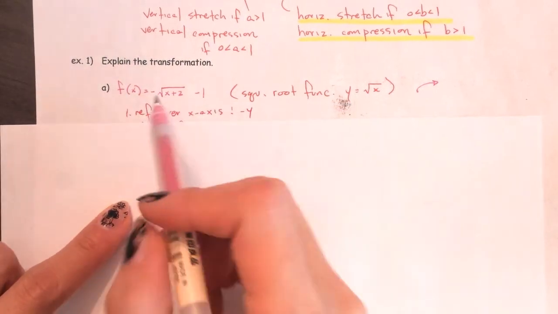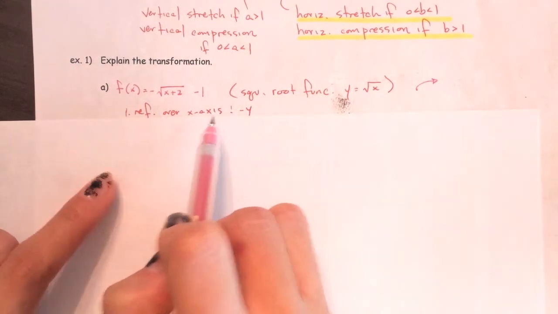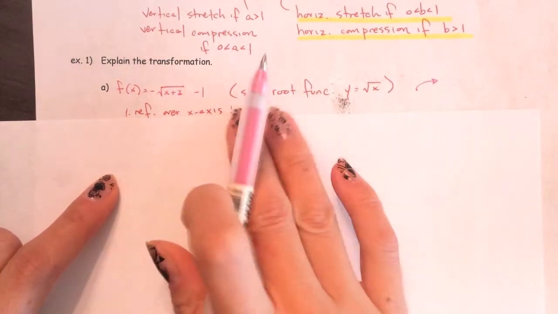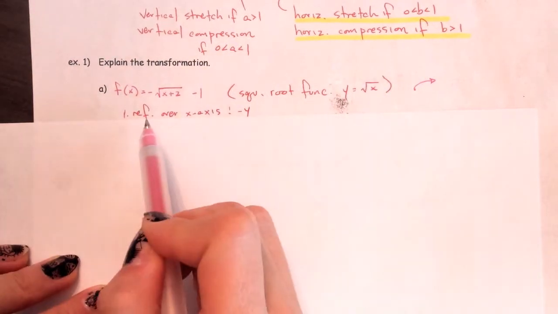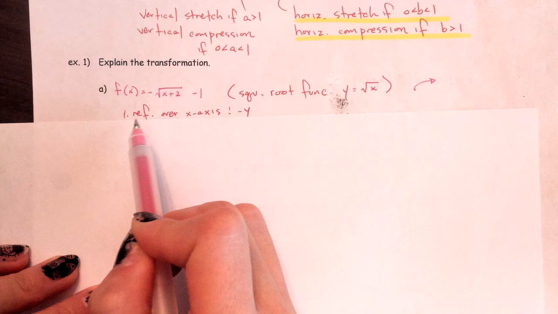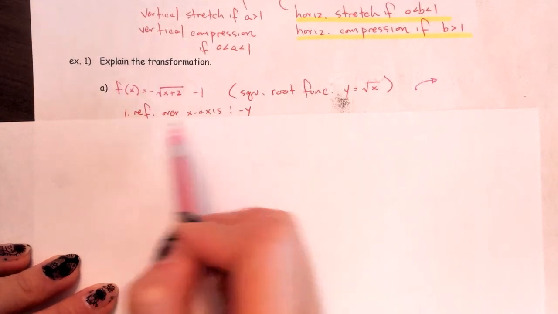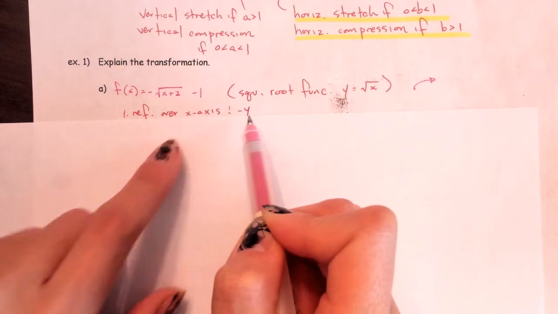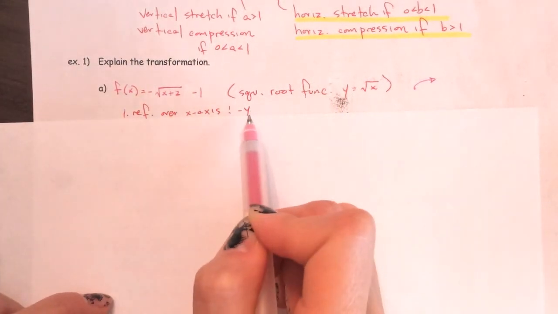That means there's a reflection over the x-axis. I want you to write this. I don't want you to be lazy. I don't want you to just write this part. I want you to write reflect over x-axis. You can write ref, and then you can write x-axis. How about that? But then you have to write, oh, that gives me a negative y. So I want you to tell me what happens and what's the result, okay?